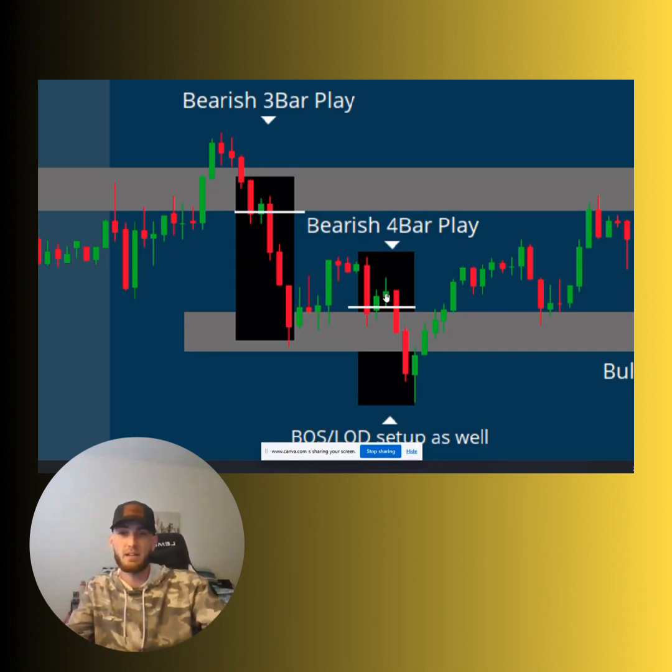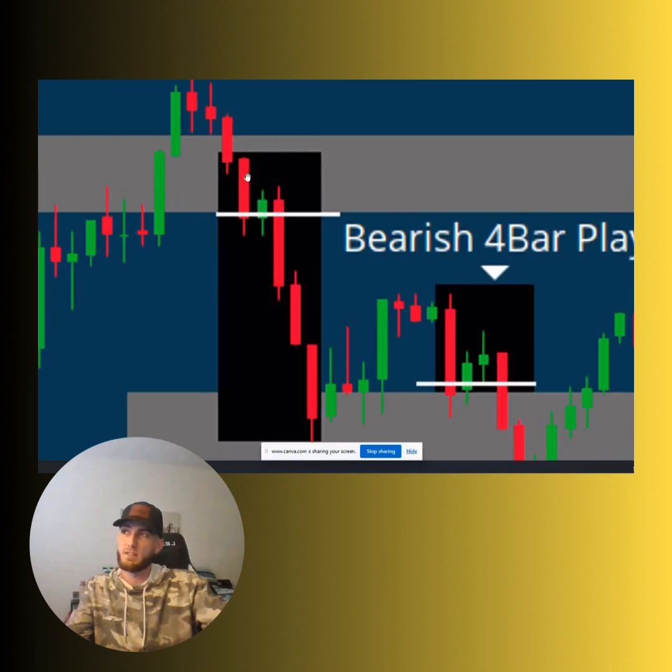The criteria that the dividing bars must meet is that the close of the candle cannot exceed a 50% retracement of the igniting candle. So we see here for this first example, it meets the criteria. It's green, but it does not close above 50% retracement. So then you look to play the continuation to the downside on this breakout candle. So there's a bearish 3 bar play setup.